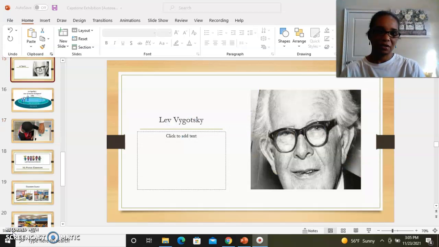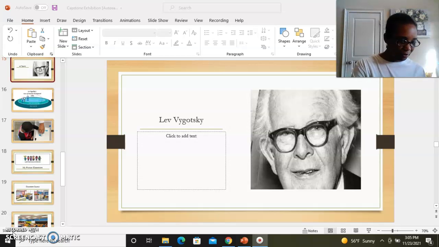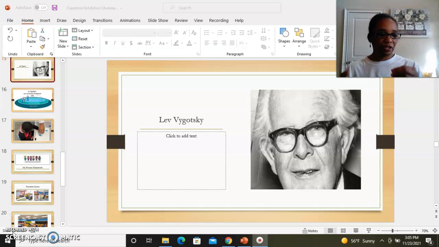All right, so the next theorist I want to talk about is Lev Vygotsky, who bases his theory on the zone of proximal development. The zone of proximal development is the distance between the actual development level as determined by independent problem solving and the level of potential development as determined through problem solving under guidance or in collaboration with more capable peers. So let's look at this next slide here.